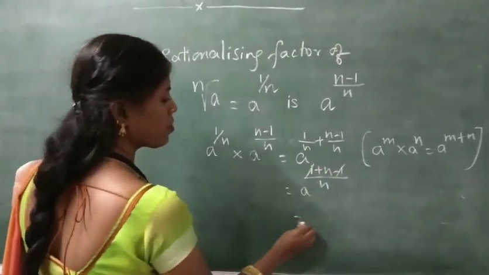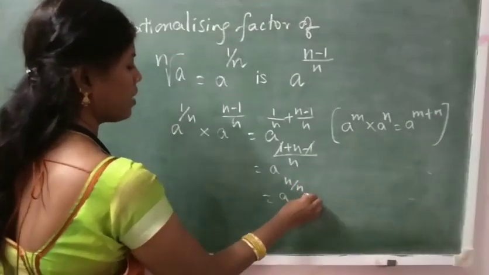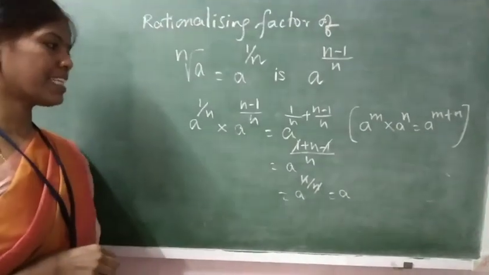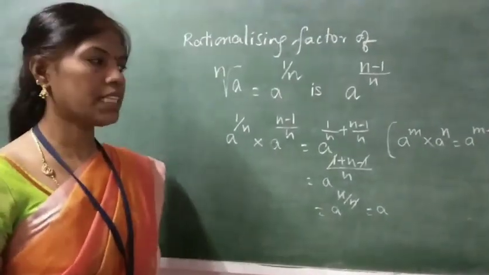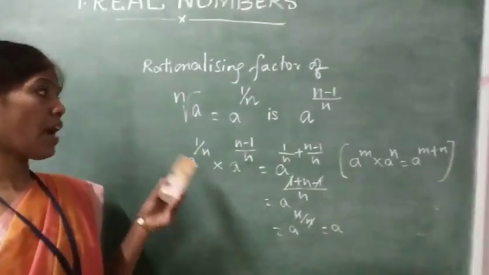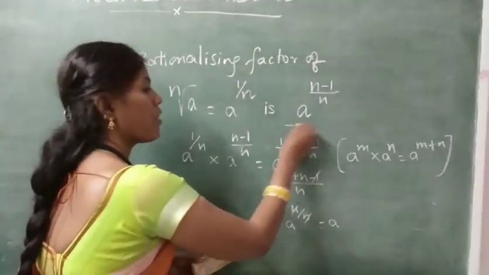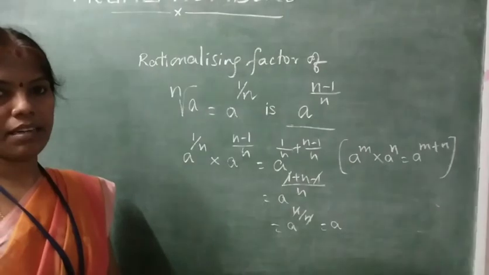1 cancels. What will you get? A to the power of n by n. So n cancels. What do you get? A. A is a rational number. So hence we can say that the rationalizing factor of nth root a is nothing but a to the power of n minus 1 by n.